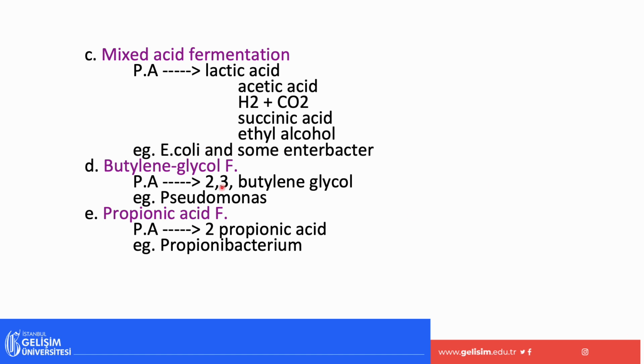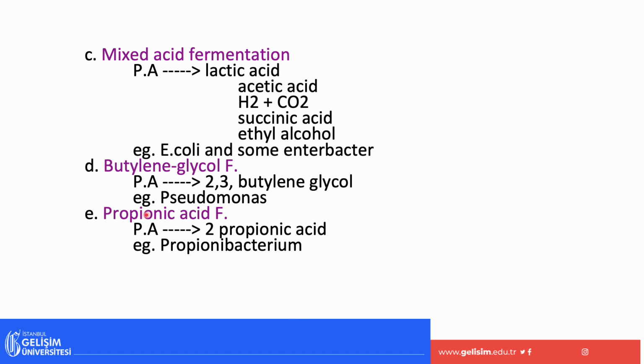Next, we have butylene glycol fermentation. This pathway occurs in some bacteria, including Pseudomonas species. In this pathway, pyruvate ends up being converted into a compound that's called 2,3-butanediol. Okay, 2,3-butanediol can be used by the bacterium for energy or for other metabolic processes.